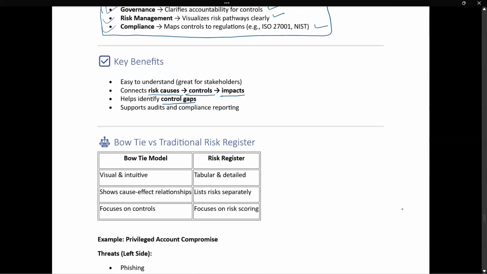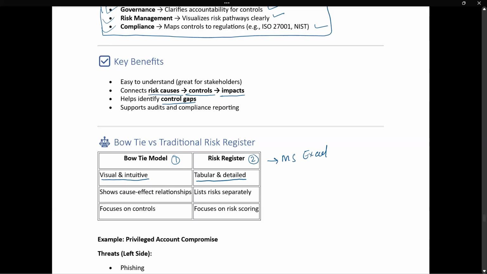Now let's talk about benefits of the bow tie model versus the risk register. Risk register is also very, very important. It's not like we are not going to have it. We will have it. But if you additionally have a bow tie model, it is going to help you visualize the risk. It will give you more visual idea. Risk register is maintained mostly in MS Excel. Because of that, it would be in tabular format, but it will have detailed information. So this is the difference.